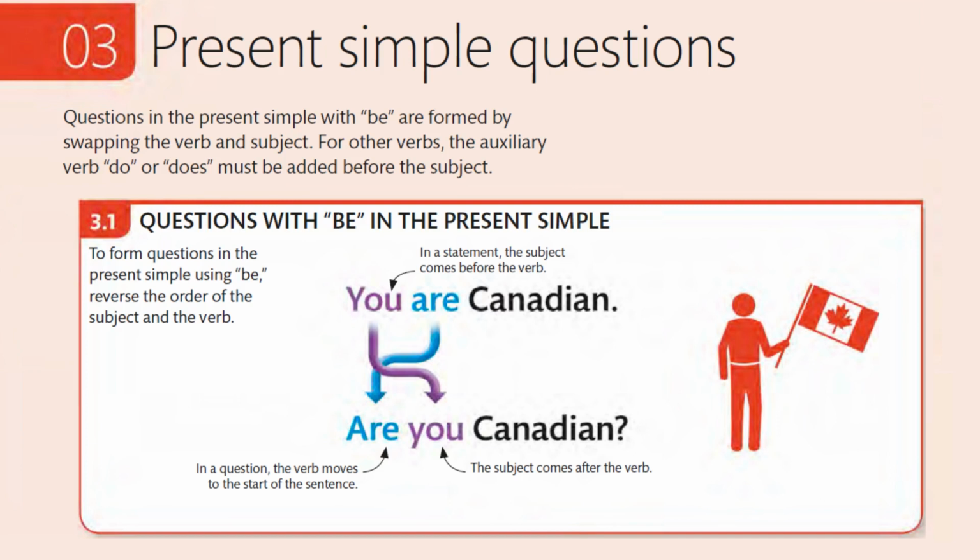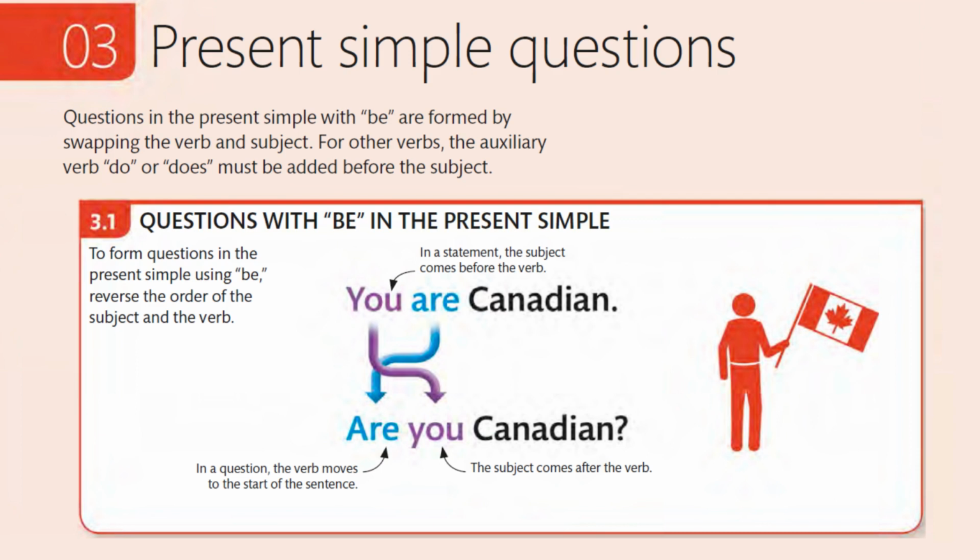Present simple questions. Questions in the present simple with be are formed by swapping the verb and subject. For other verbs, the auxiliary verb do or does must be added before the subject.